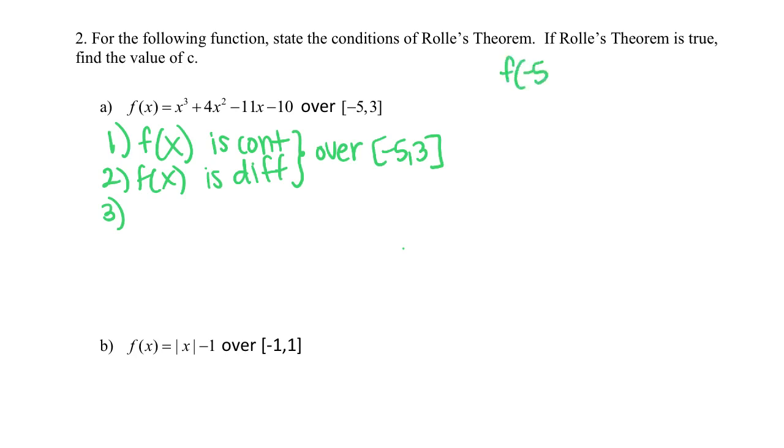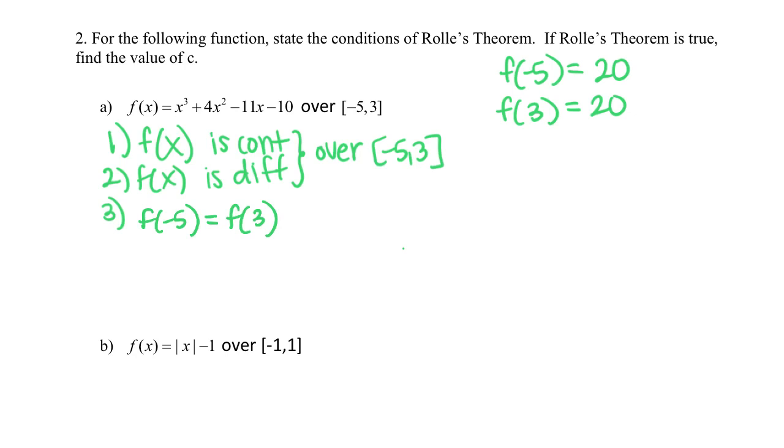So f of -5, f of 3, and again, I'm going to type the function into the calculator and use graph trace to find those values. So I found that f of -5 is 20, f of 3 is also 20, therefore Rolle's theorem can apply because those two x values have the same y value. So now let's go ahead and apply Rolle's theorem.